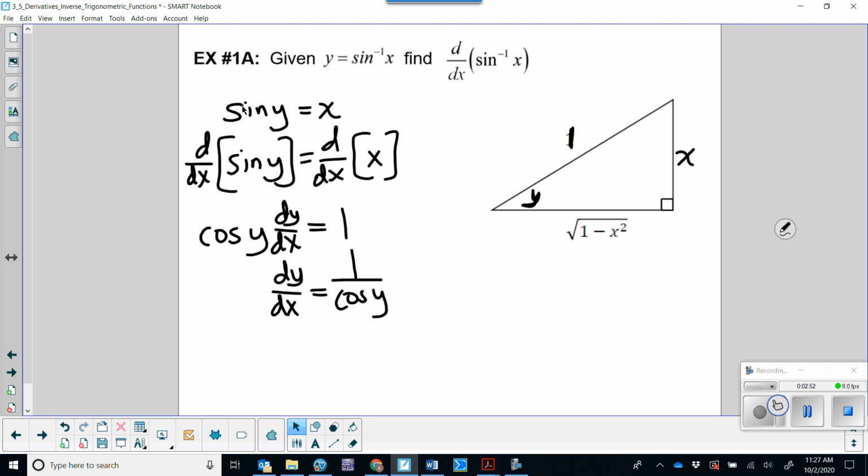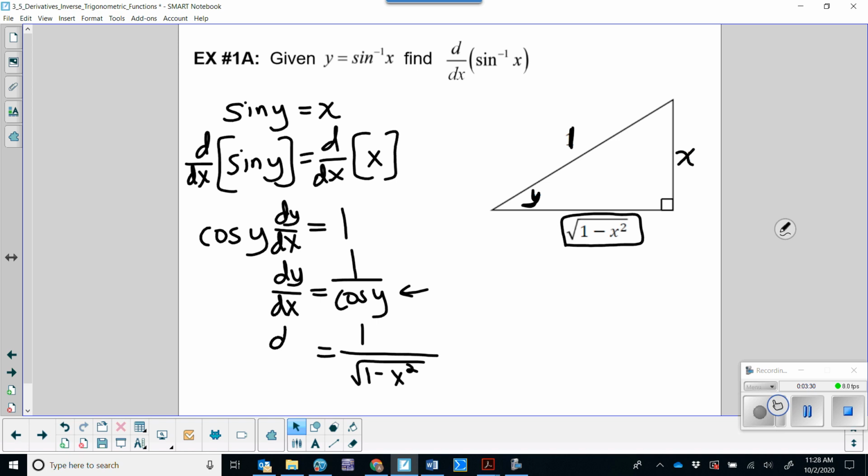But what I want is to get rid of this cosine of y. To get rid of cosine of y, I need adjacent over hypotenuse. So I have to use the Pythagorean theorem to get this expression for adjacent. If you need practice on Pythagorean theorem, this would be a great time to do it. Little things like that come up all the time. And so adjacent over hypotenuse means that cosine of y equals the square root of 1 minus x squared over 1, so just the square root of 1 minus x squared.